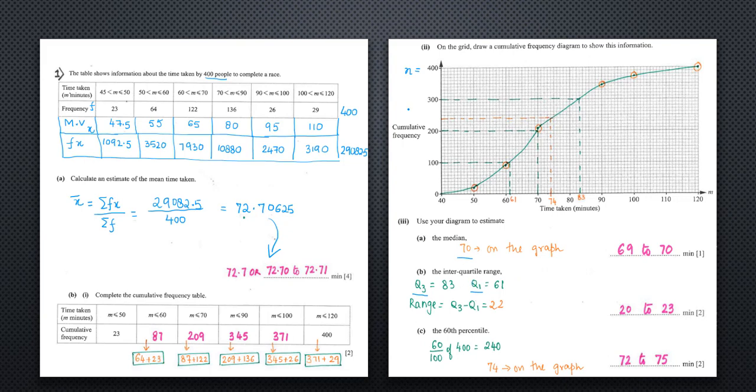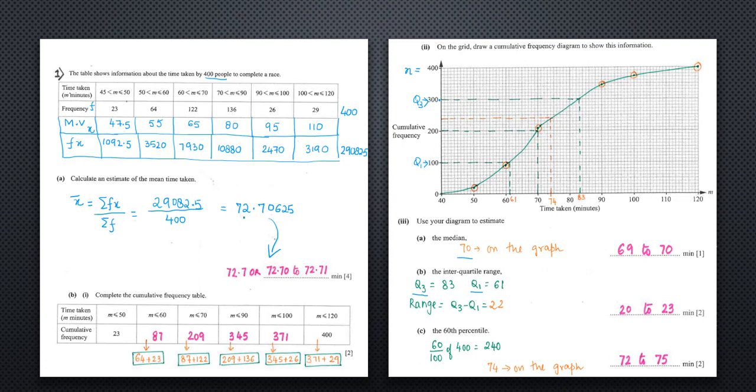The upper quartile is basically 3/4 of the entire distribution. So when we say 3/4 of the entire distribution, it is going to be around the point 300. So this is where Q3 is going to be located at this point. And similarly, when we say lower quartile, Q1, that is going to be 1/4 of the entire distribution. So this is where Q1 is likely to be located.